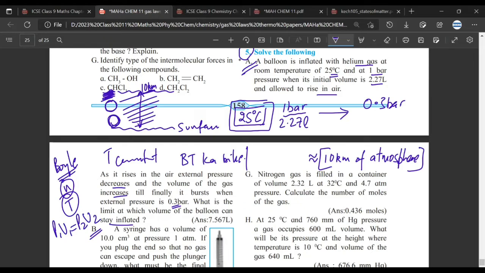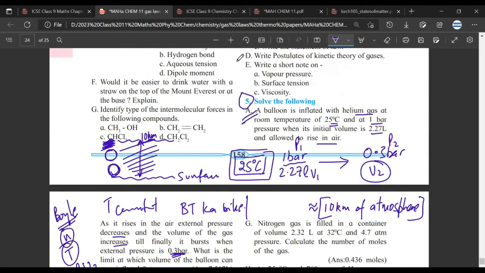Any doubt? Now, this is condition one. So this is P1, this is V1, this is P2, and this would be V2. What is the limit at which the volume of the balloon can stay inflated? See, it bursts at 0.3 bar. So whatever volume you get here would be the answer. So 1 bar into 2.27 liter is equal to 0.3 bar into V2.